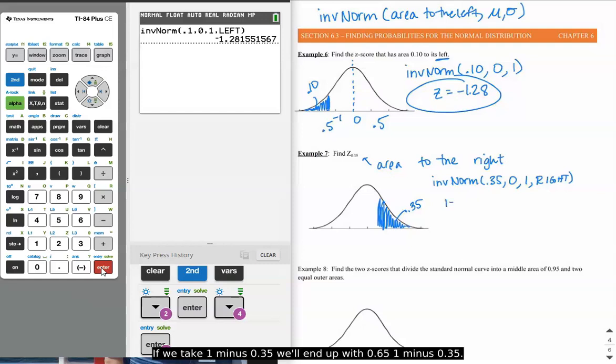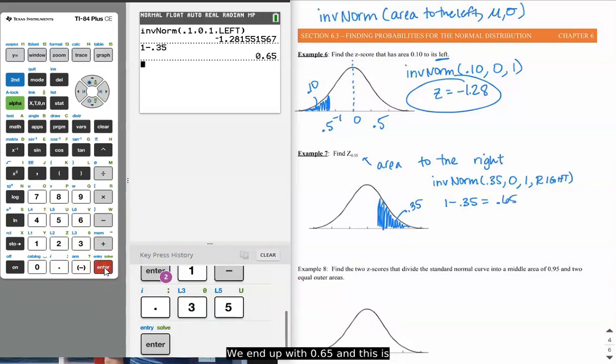And we do this by finding 1 minus what we have. So if we take 1 minus 0.35, we'll end up with 0.65. And this is the area that we want to put in the calculator if we don't have that center, the tail button on our calculator. So we do inverse norm of 0.65, 0, and 1. Okay, so just depending on the version of the calculator you have is going to sort of depend on how you enter this, but we should still end up with the same value.